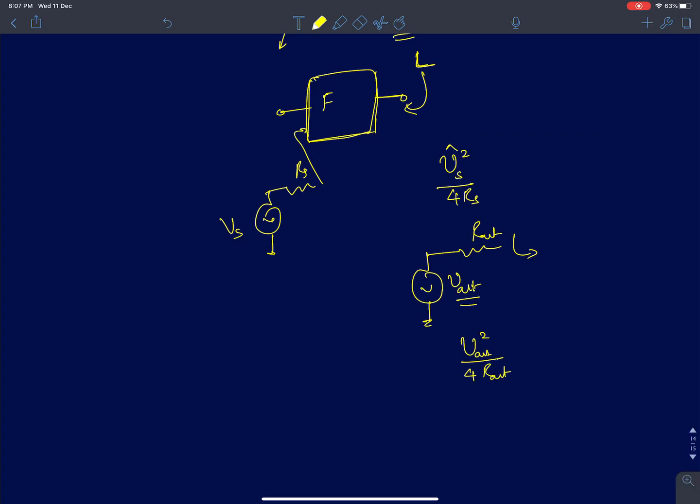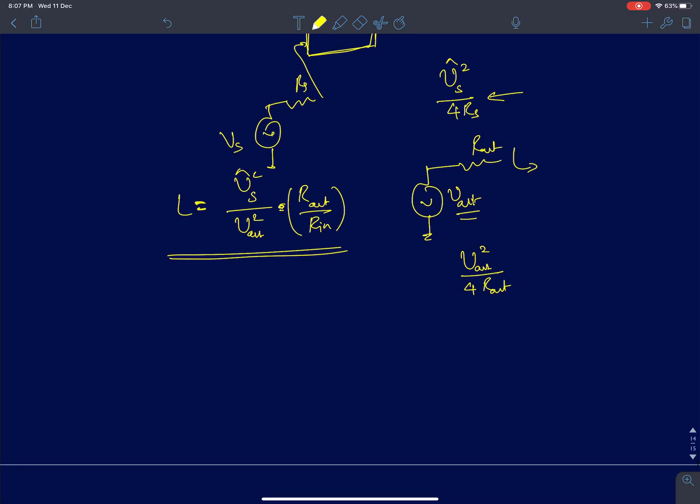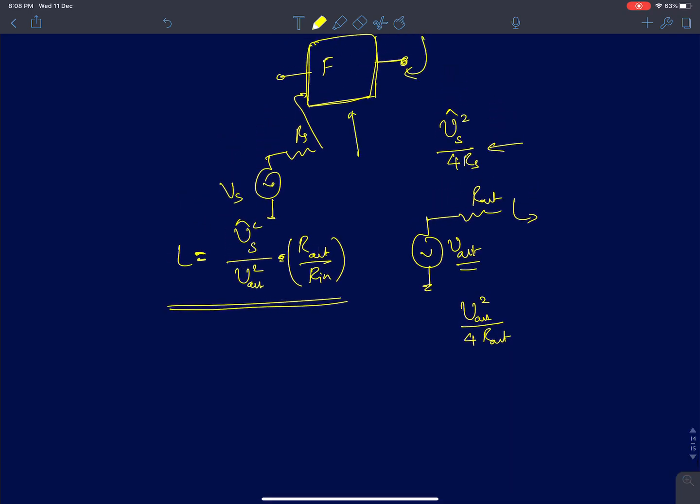Okay, and by definition, the loss of a circuit is simply P in by P out. I just have to take the ratio of these two, so I'll get a factor of R out upon R in. So this is the definition of loss, P in by P out, right? P in is simply Vs square by, I'm sorry, I've used V in and Vs here. Hope I conveyed it. So it's simply Vs square by V out square into R out by R in. That's your loss. Now using this, we'll try to compute the noise figure of a bandpass filter.